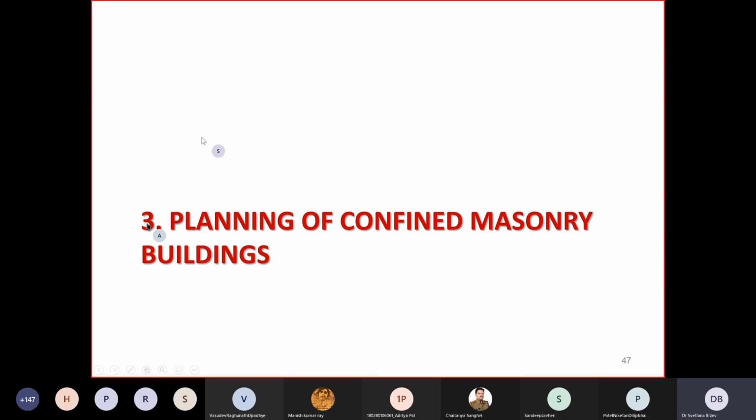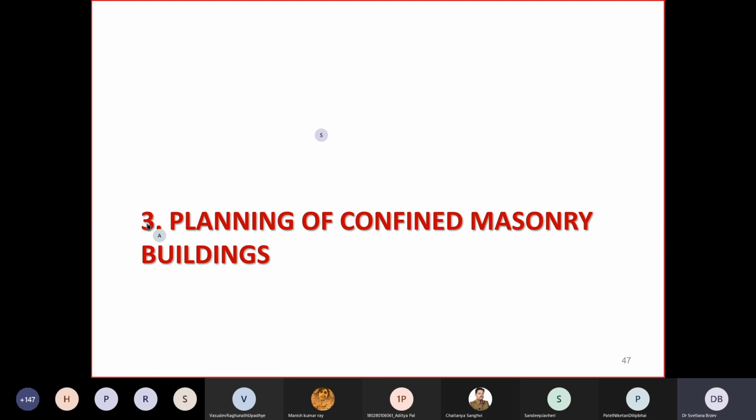So this is about behavior and important factors. I would say certainly reinforcement detailing in tie columns is very important, and also the quality of masonry. The third is planning of confined masonry.